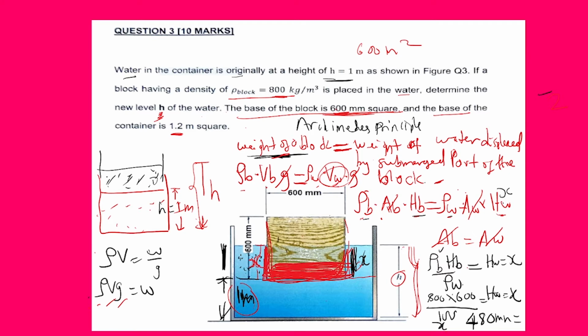So we're not done with the question. Now we go to the second part of the question. If you look at the question, they say determine the new level, which means you want the whole full height, the new level. So to get the new level, let's go to step 2.